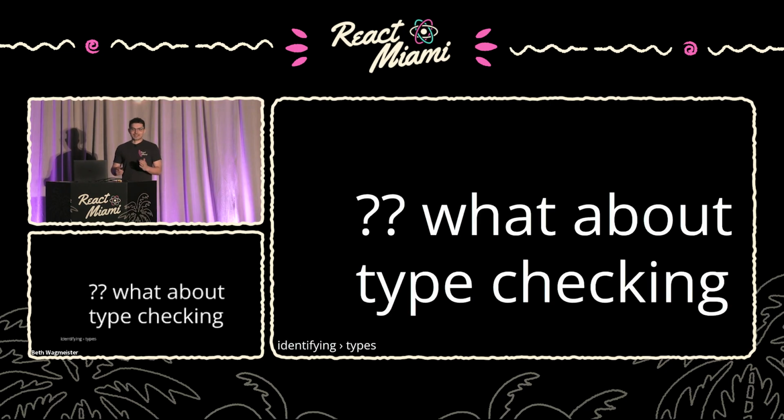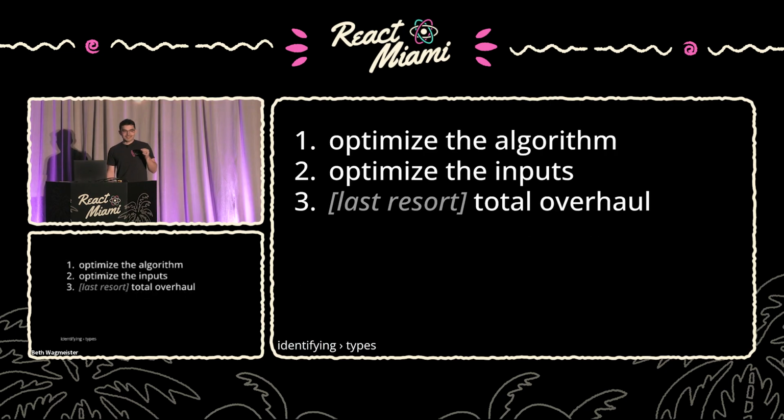But what's all this got to do with type checking? This is exactly the same process you go through for testing types. You might try to find a similar way to do the same thing. That's optimizing the algorithm. Or you might look at giving the compiler better information. So that's optimizing the inputs. And sometimes you do need to just burn the house down and build it again.